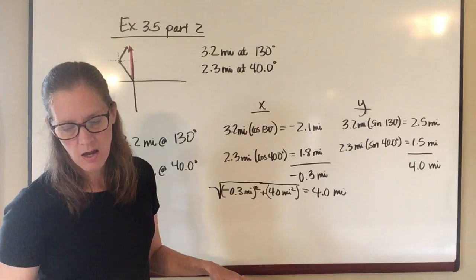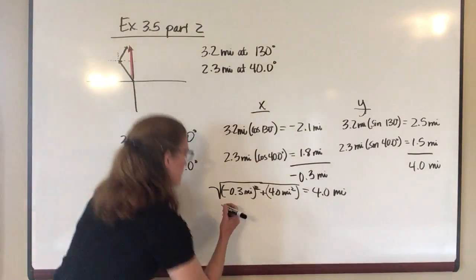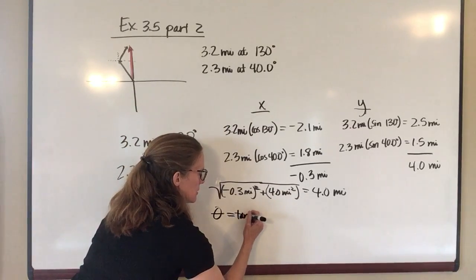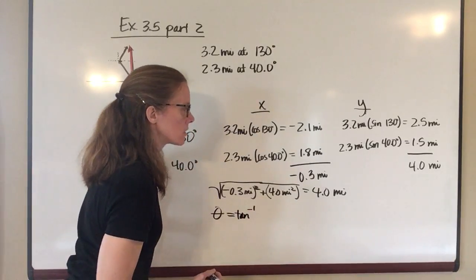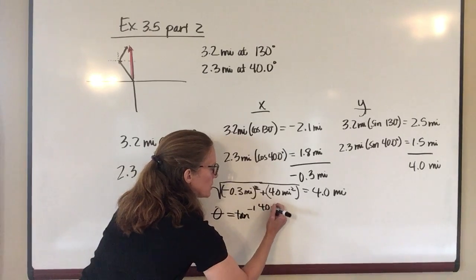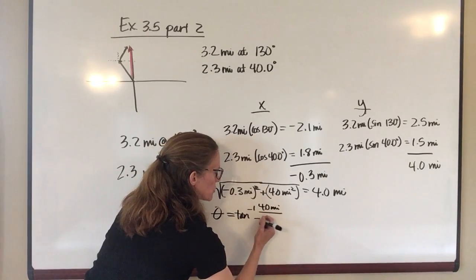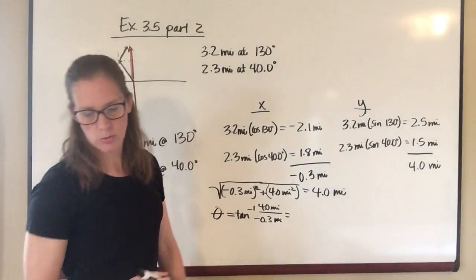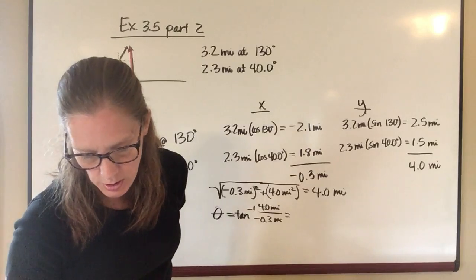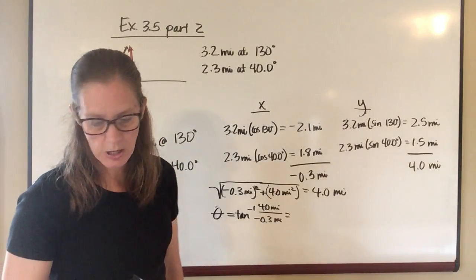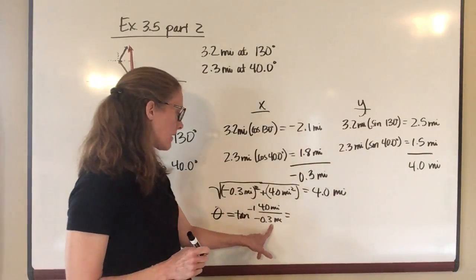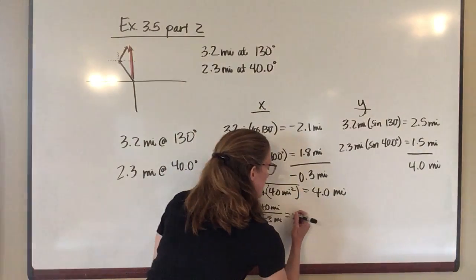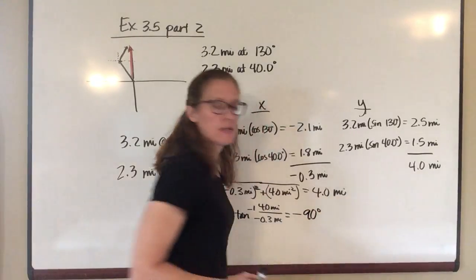So then to find theta, theta is going to be the inverse tangent of the y coordinate, which is 4.0 miles, over the x coordinate, which is a negative 0.3 miles. And so when you calculate all that out, we're only going to have one significant figure, and so I end up with a negative 90 degrees.